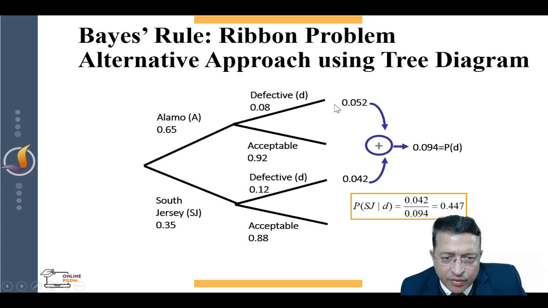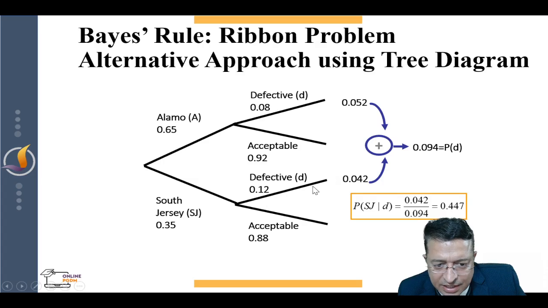So now if we have to calculate the probability that the second company has produced that defective ribbon, then you multiply these two, and you will get this number. So South Jersey and defective. These are actually your exhaustive cases, so the addition of these is nothing but your denominator.